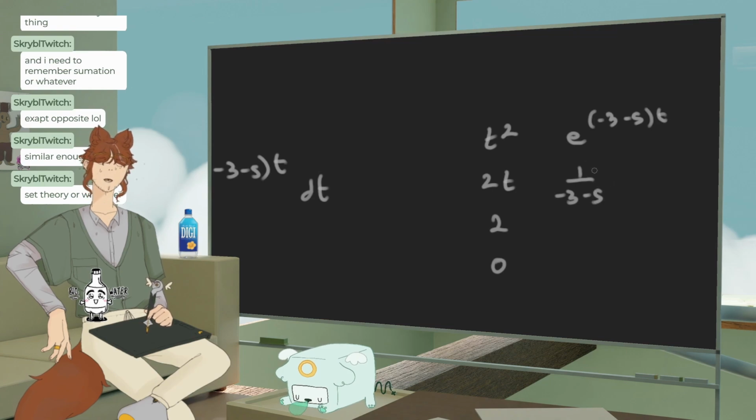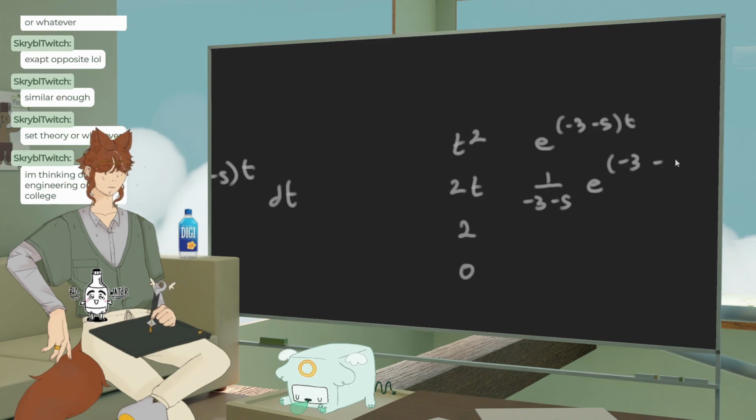Okay, if it's negative 3 to the negative s, we're flipping powers of t, or flipping signs.